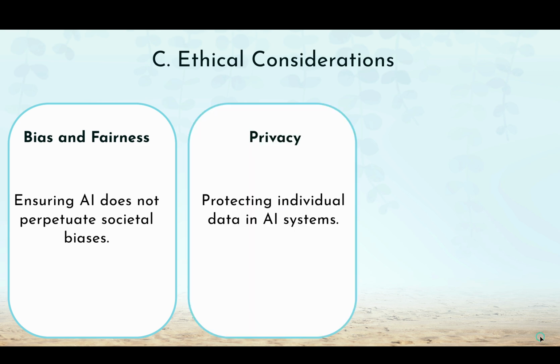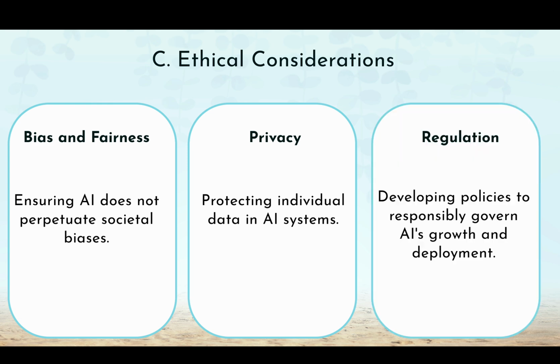Privacy. With AI systems relying heavily on vast amounts of personal data, privacy is a key concern. Protecting individual data while using AI for decision making is critical, especially in sensitive areas like healthcare and finance. Safeguarding user data and ensuring it is not misused or exploited is an ongoing challenge in AI.